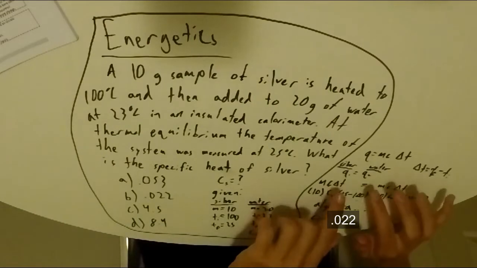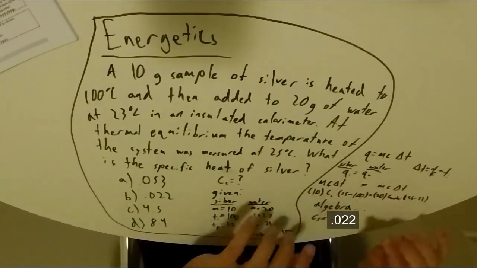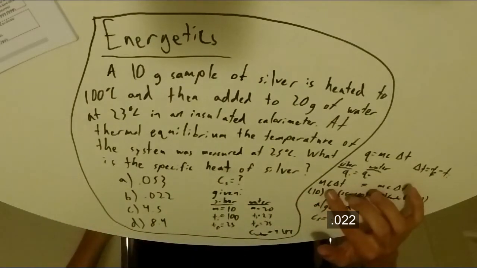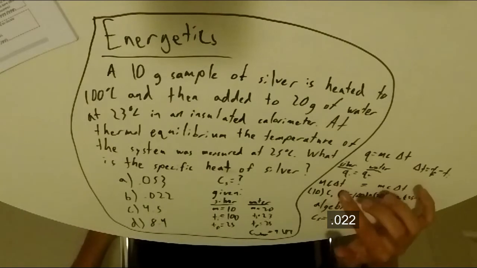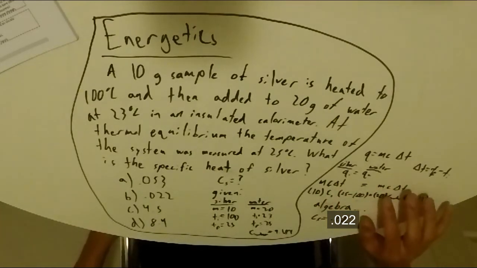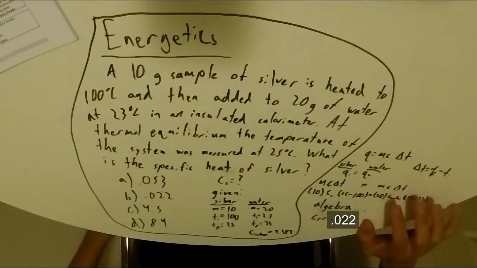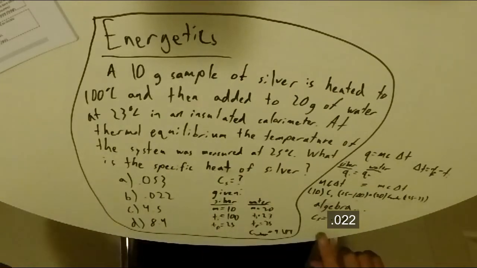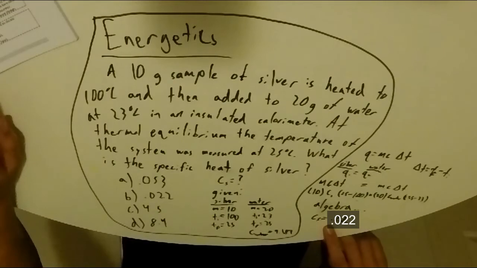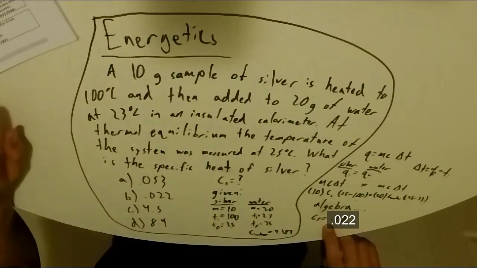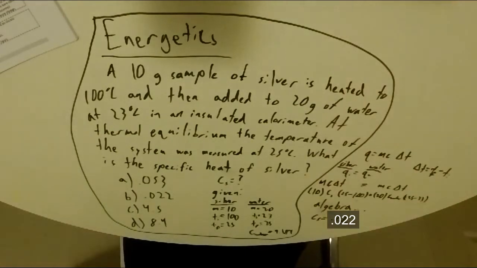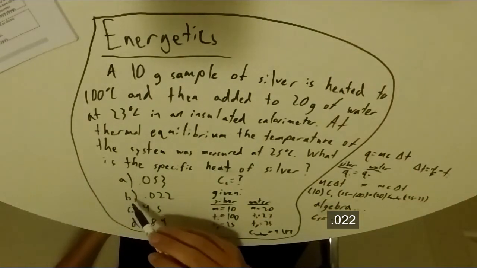So you set Q of silver equals Q of water. That means the mass of silver times the specific heat capacity of silver times the change in temperature of silver equals the mass of water times specific heat capacity of water times change in temperature of water. Now you just plug in what you were given. You get CS equals 0.022. So your answer is B.